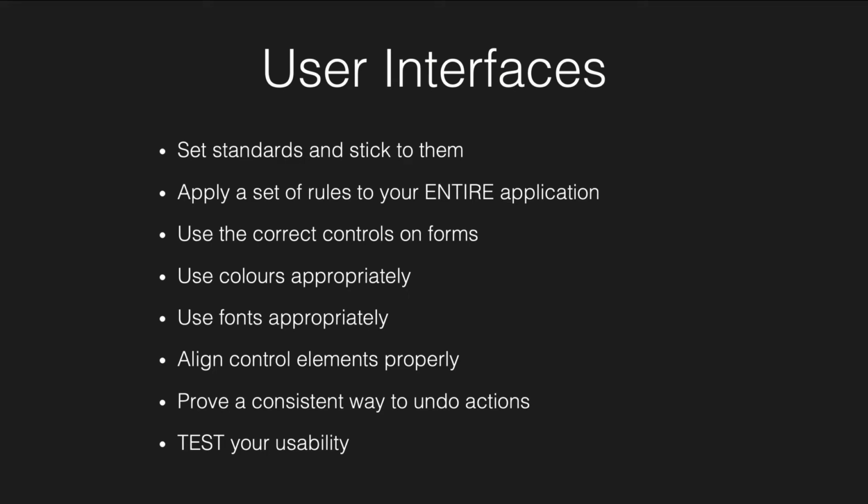Use the correct controls on forms. What do we mean by that? Well, in the software design context, controls are a way of controlling the data in the interface. That means use buttons where you need buttons, use labels where you need labels, use text boxes where you need text boxes, etc. Don't use things like check boxes when a radio button would actually be a much better choice. It's important that we use colors appropriately. That means no fuchsia backgrounds with lime green text.